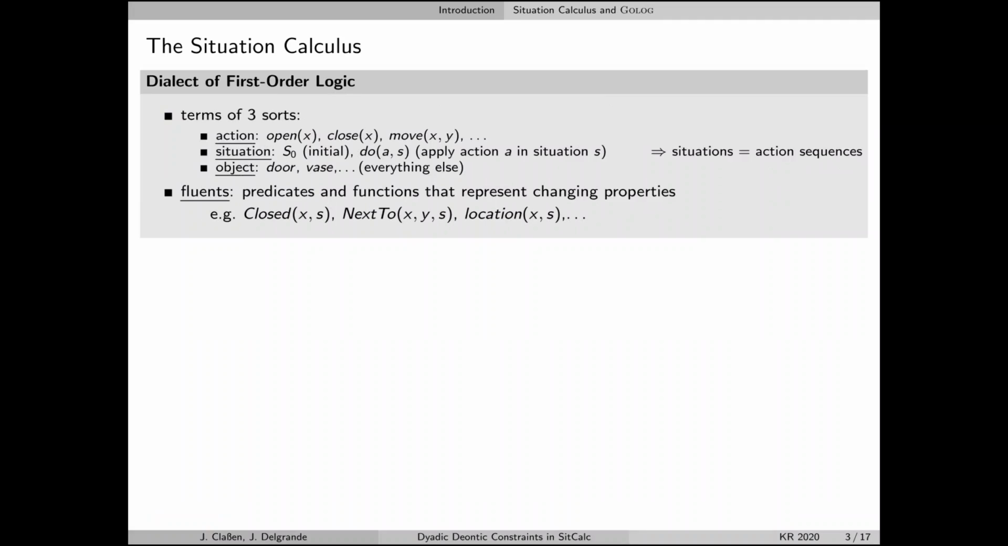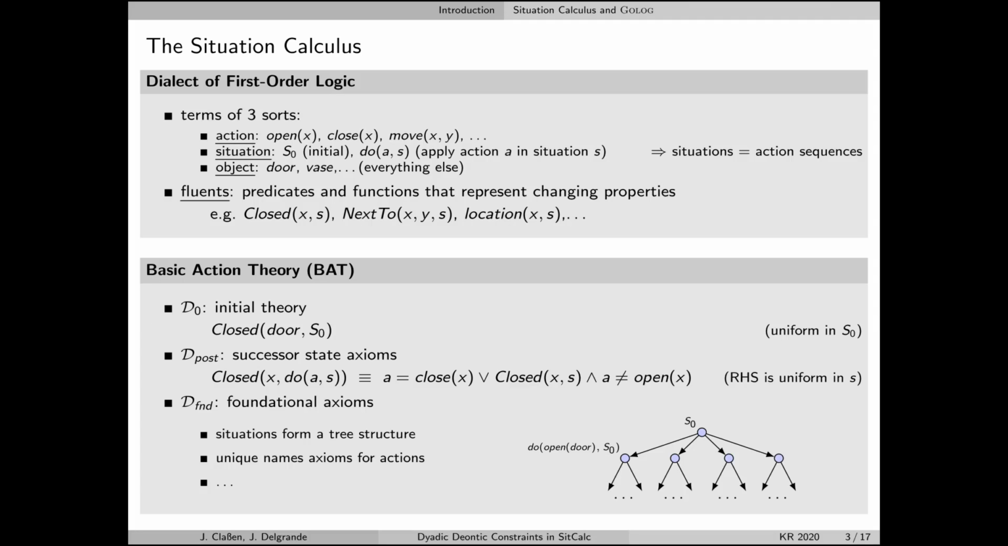So the situation calculus is a dialect of first-order logic for reasoning about actions and change. Terms come in three sorts: actions, situations, and objects. Situation terms are constructed using the constant S0, which stands for the initial situation, and the binary function do(a, s), which denotes the application of action a in situation s. Basically, you should think of situations as sequences of actions. Properties that change due to actions are represented using so-called fluent predicates and functions, which take a situation as the last argument. We then represent a dynamic domain using a so-called basic action theory consisting of several ingredients.